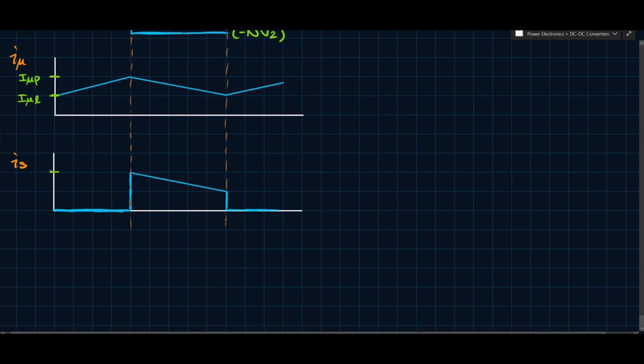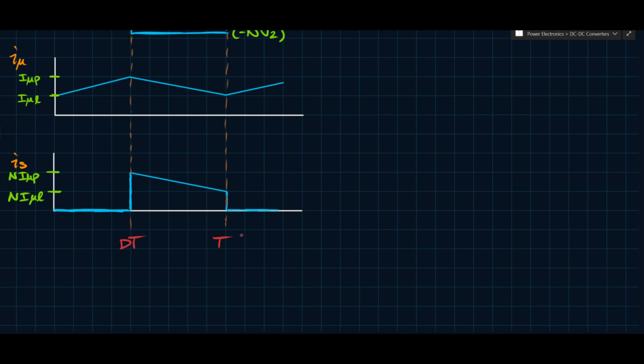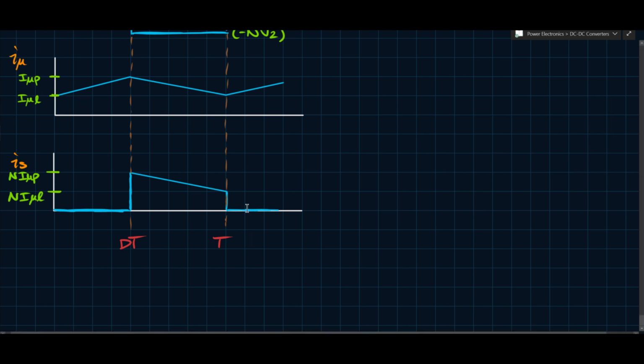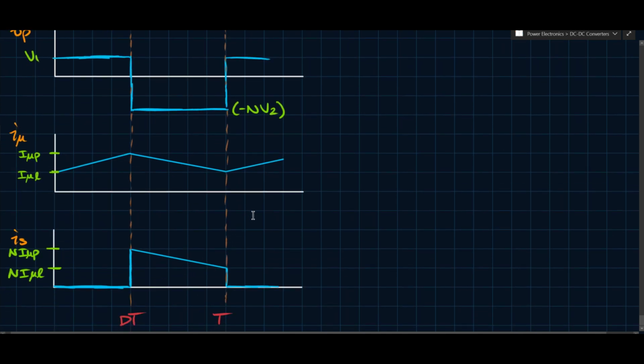In this case it's slightly different. Here you have N times I mu P, and you have N times I mu L, because this is the sort of reflected version, right? So it's on the other side. And so, of course, this is dt, and this is t. So this is what the main waveforms of interest look like for the flyback converter.